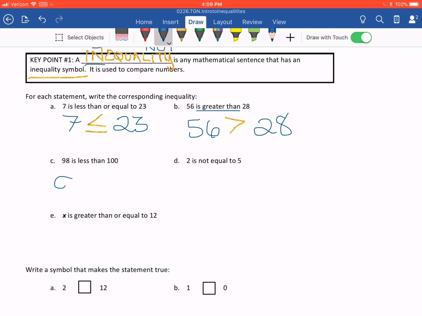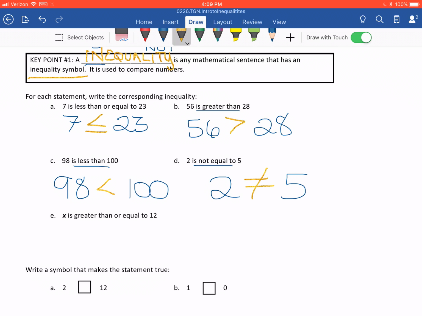Letter C, 98 is less than 100. I put in my symbol for less than. This reads 98 is less than 100. Letter D, 2 is not equal to 5. We now have a new symbol for that. It's an equal sign with a slash through it. 2 is not equal to 5. My last one has a variable in it. X is greater than or equal to 12. Little preview where we're going next. X is greater than or equal to 12. Greater than is this symbol. The line underneath tells me it could also be equal to it.